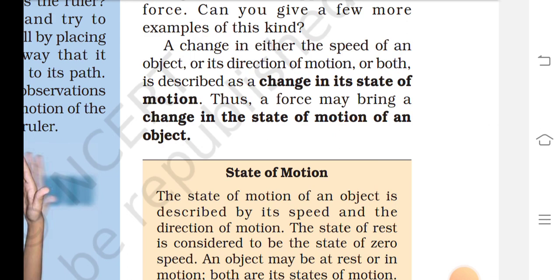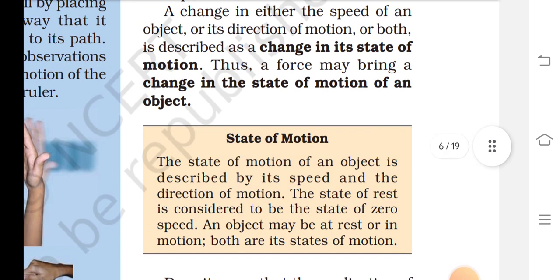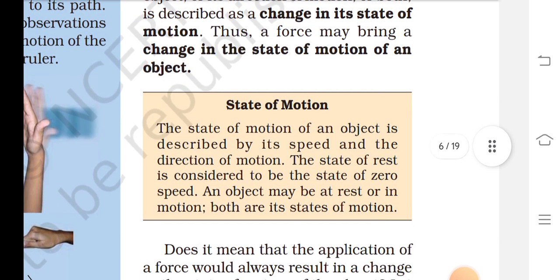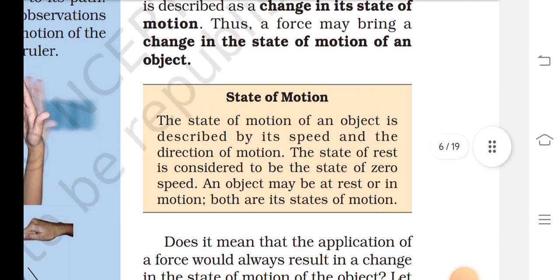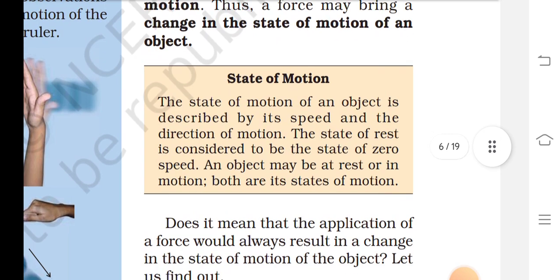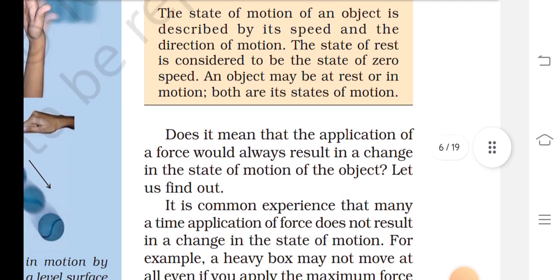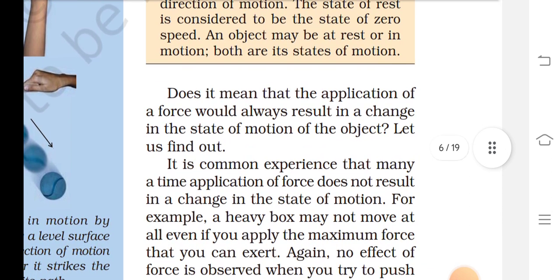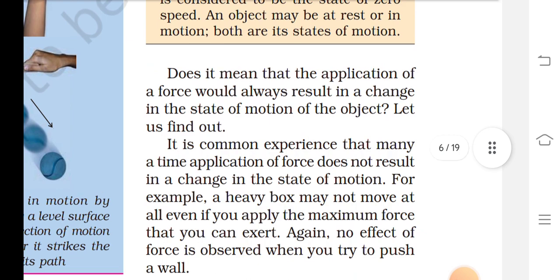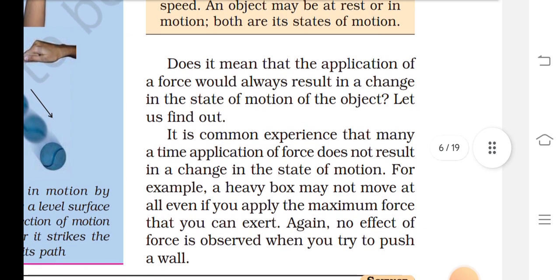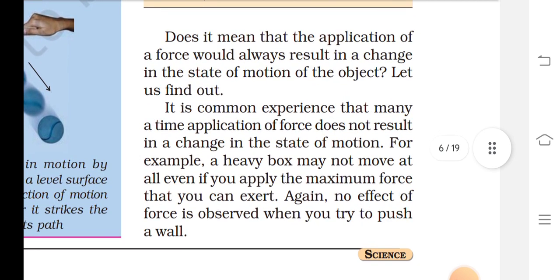A change in either the speed of an object or its direction of motion or both is described as a change in its state of motion. Thus, a force may bring a change in the state of motion of an object. The state of motion of an object is described by its speed and the direction of motion. The state of rest is considered to be the state of zero speed. As an object may be at rest or in motion, both are its states of motion.